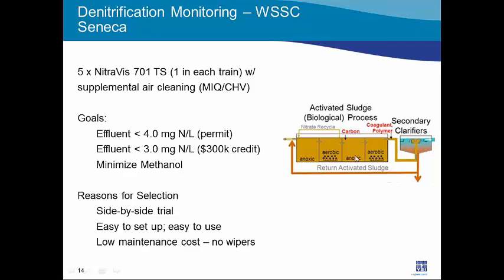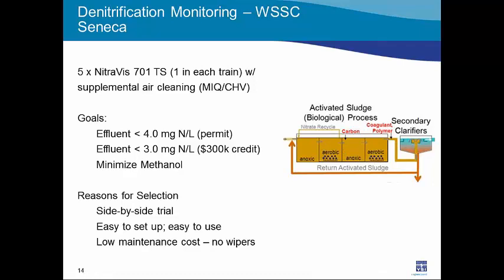In the anoxic zone, that nitrate generated in the first aerobic zone is denitrified, and then the final aerobic stage is for polishing of any ammonia that might be generated in that anoxic stage. Carbon may be added in this second anoxic zone. As you can imagine, much of the wastewater carbon would be consumed by that time.